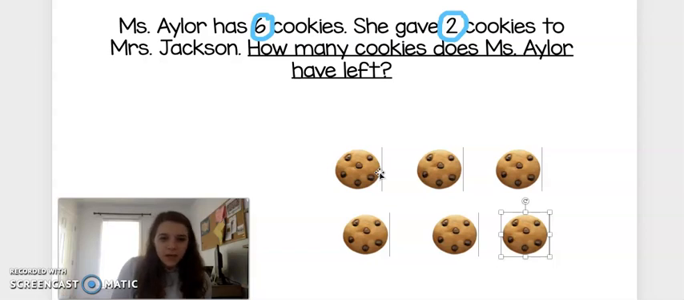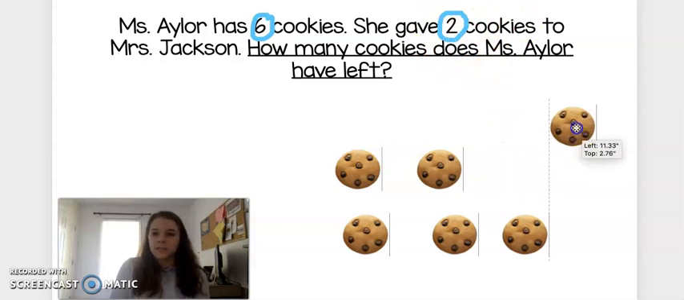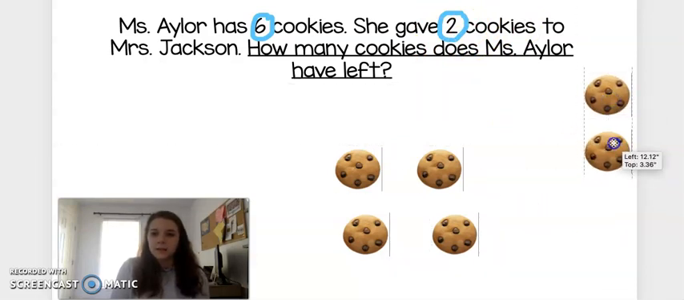No, we want to know how many cookies she had left after she gave some to Miss Jackson. How many did she give to Miss Jackson? Let's look. 2, so we're going to give 2 to Miss Jackson. Now, how many do we have left? Let's count together. 1, 2, 3, 4. 4 cookies. So Miss Ayler has 4 cookies left.